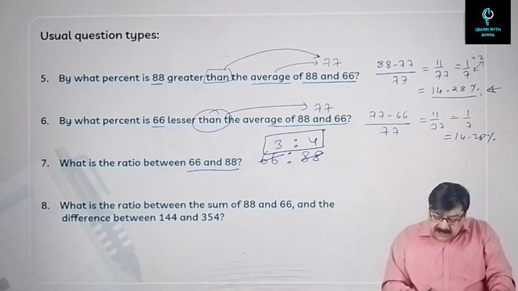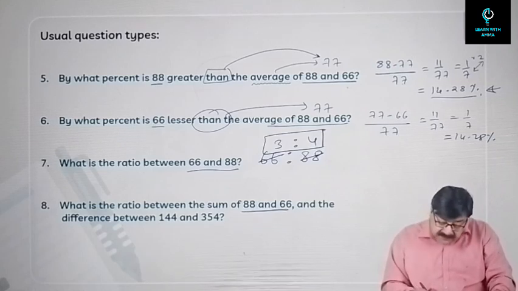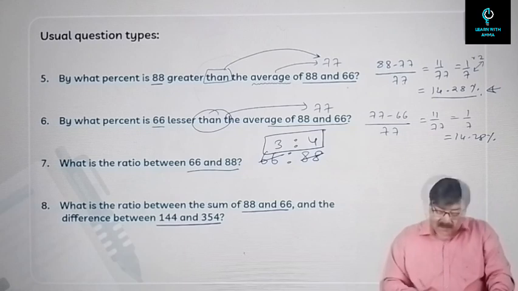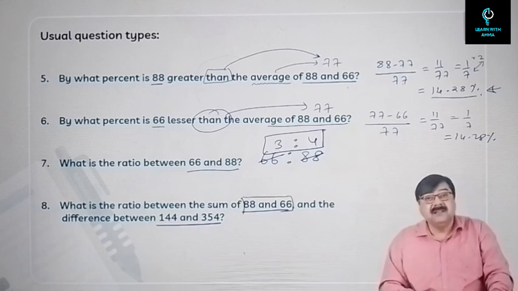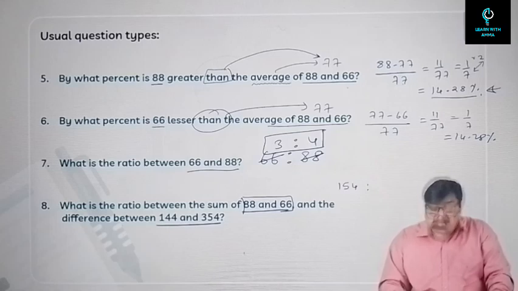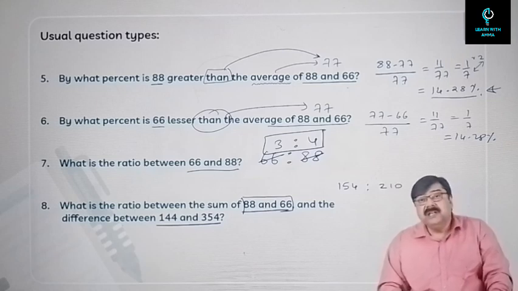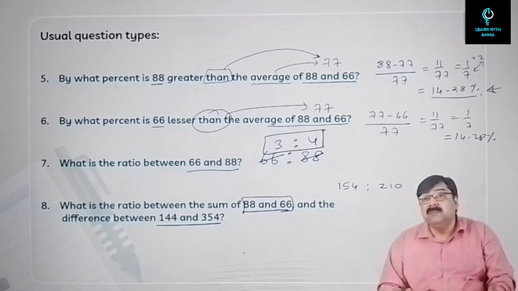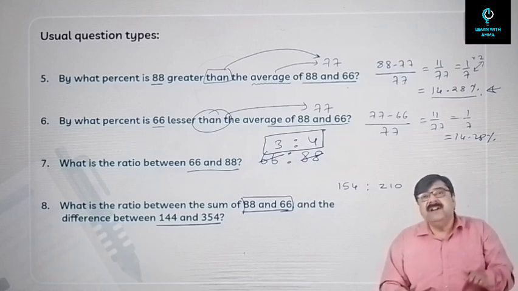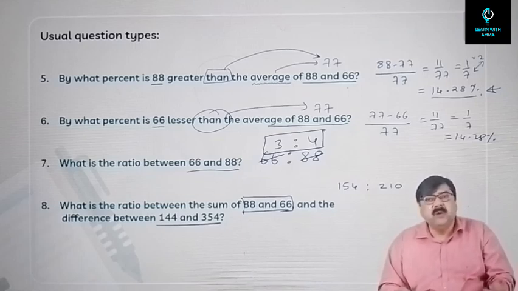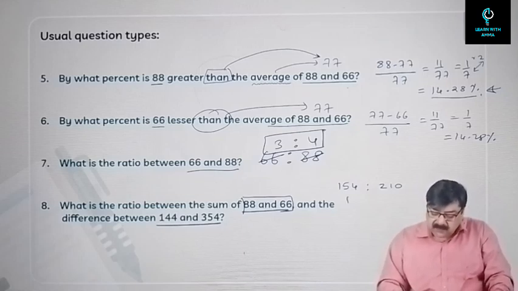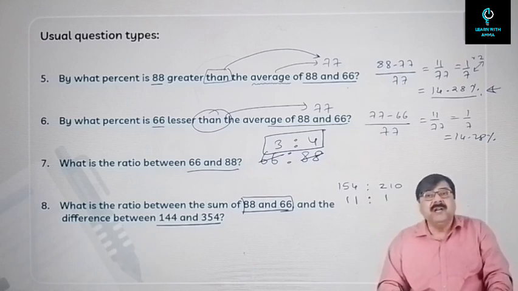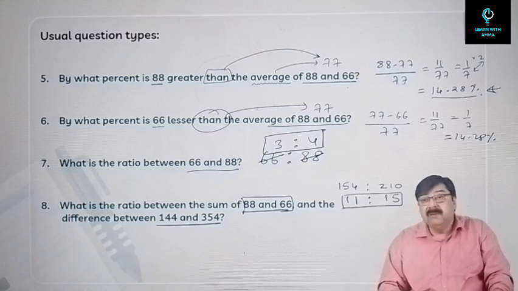Now what is the ratio between the sum of 88 and 66 and the difference between 144 and 354? So the sum of 88 and 66 works out to be 154. And the difference between 144 and 354 works out to be 210. Now both these figures are divisible by 7, hence divisible by 14, because these two numbers are even. Any even number which is divisible by 7 must be divisible by 14 as well. So 14 elevens are 154, 14 fifteens are 210. So 11:15 will be the desired ratio.